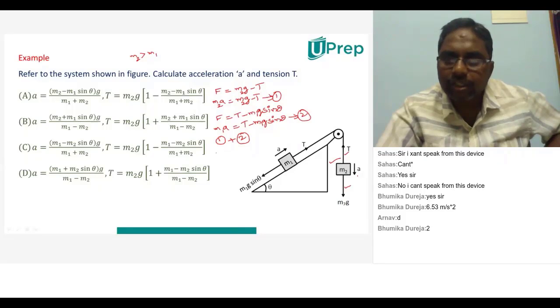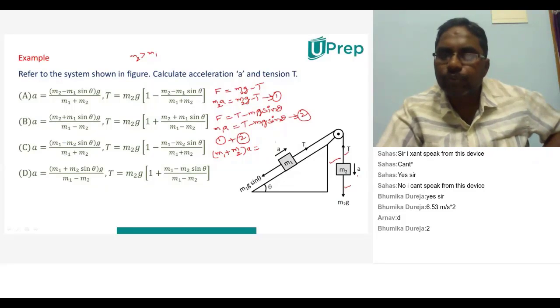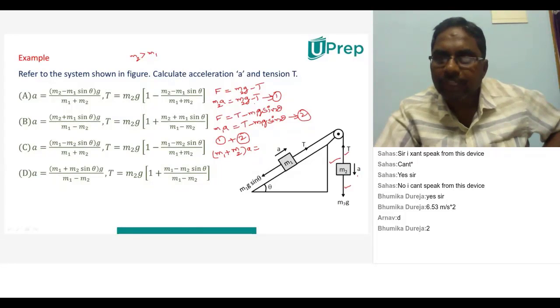Sir, A is m2g minus m1g sine theta divided by m2 plus m1. Let me say, so m1 plus m2 common, A will be equal to. Now here we are adding both. That means m2g minus T plus. So that means T will be cancelled, and what will be there here? m2g minus m1g sine theta.